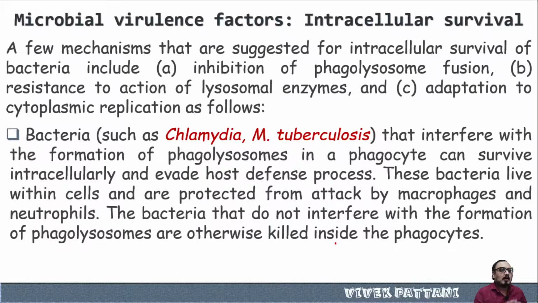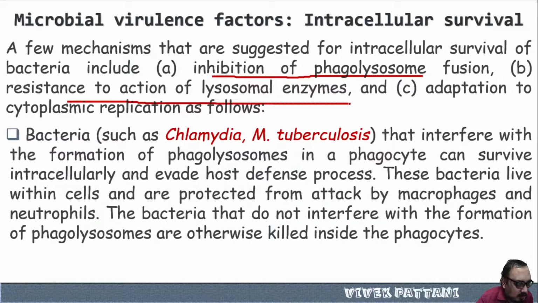The next one is the microbial virulence factors, which include intracellular survival. A few mechanisms are suggested for intracellular survival. The first is the inhibition of phagolysosome fusion. The second is resistance to lysosomal enzymes, and the third is adaptation to cytoplasmic replication, that is, adaptation to cytoplasmic growth.